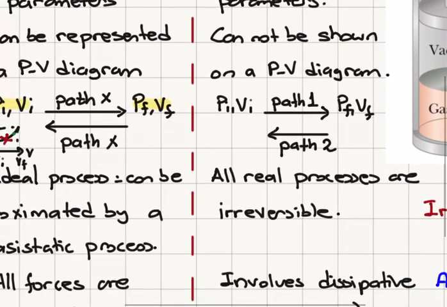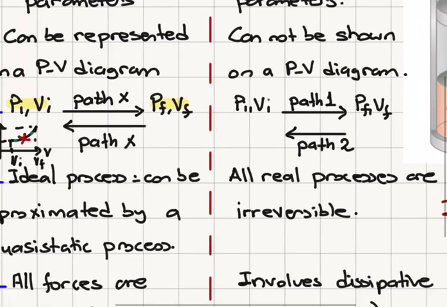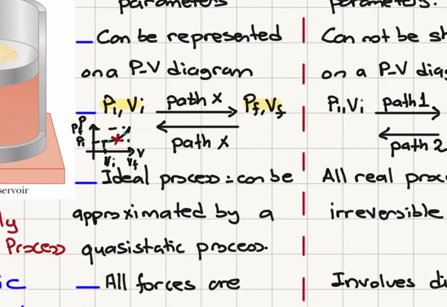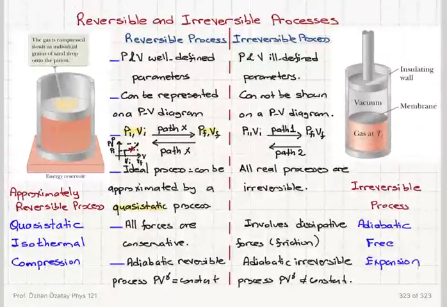And as I said, all real processes are irreversible. Therefore, reversible processes are idealized processes. However, if you want to experimentally approximate them, this can be done by using a quasi-static process. Quasi-static process means, you will remember, a process in which every single point throughout the process is kept to be an equilibrium point. And how do I achieve this?